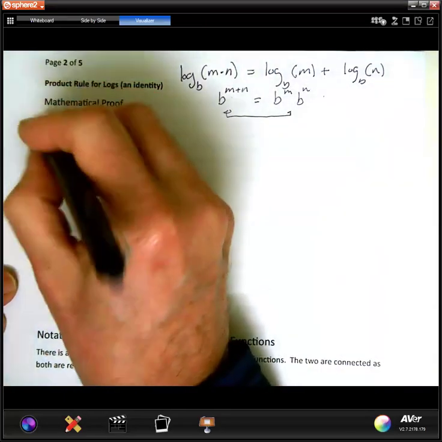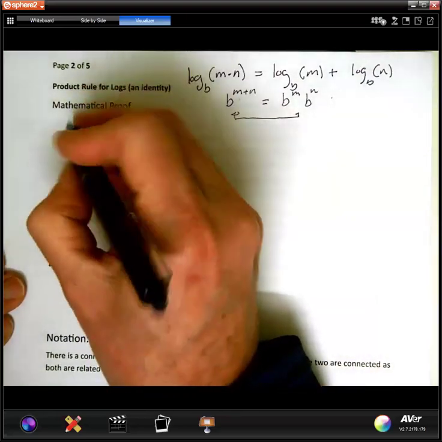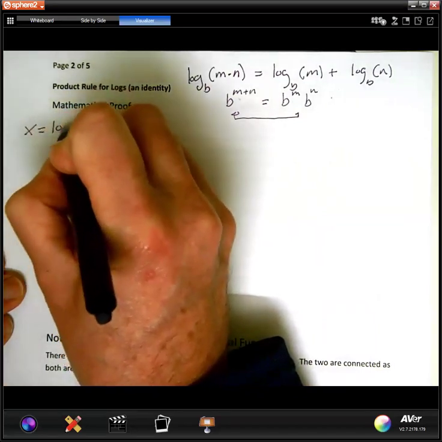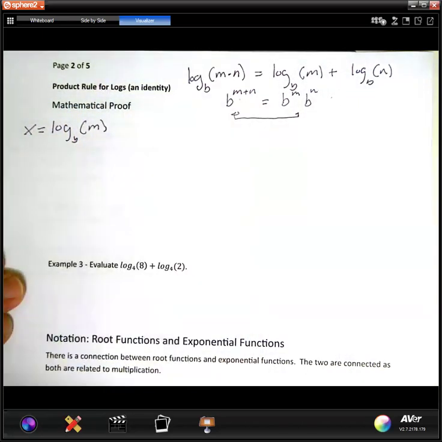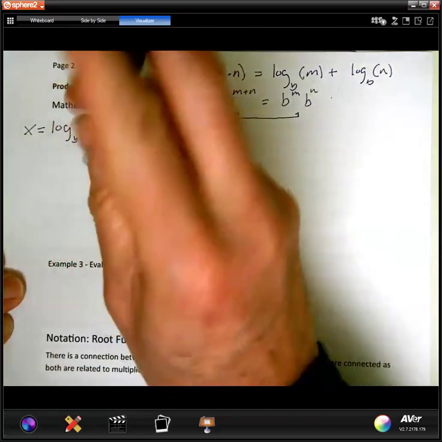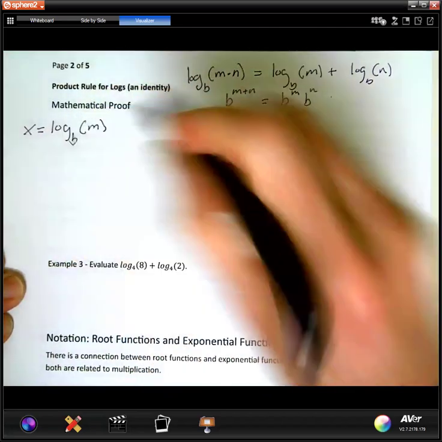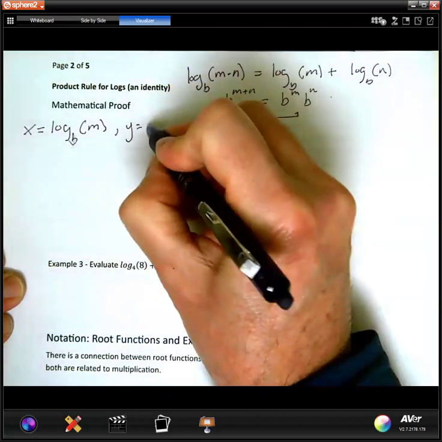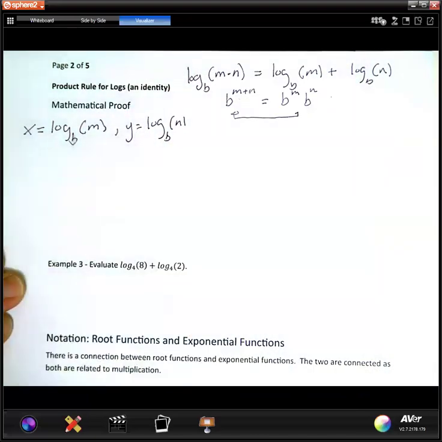So here's a proof. We don't do proofs that much anymore, actually at all, but I think it's really important to understand that this is not just a rule. It has to be proven to be correct. So I'm going to do the following. I'm going to let x equal log base b of m, to match what I wrote here. And I'm also going to let y equal log base b of n, just like that.